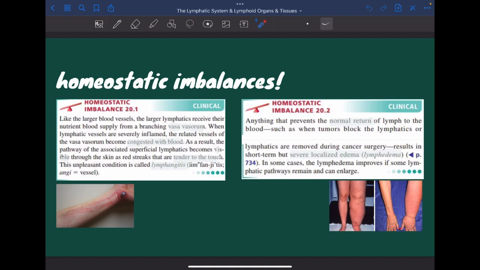Lymphangitis is inflammation of the lymphatics. When these lymphatic vessels are inflamed, the blood supply around them is congested with blood. Ultimately, this results in red streaks on the skin, as evident in this picture.